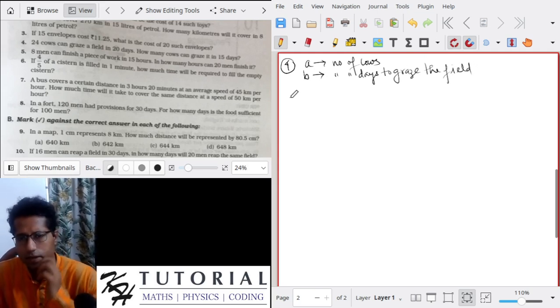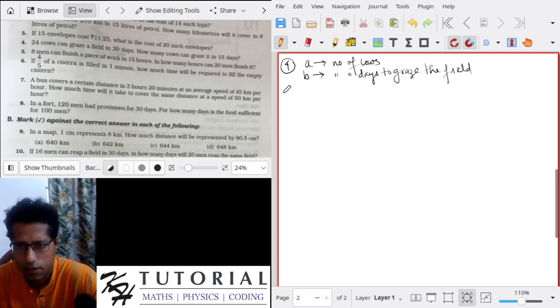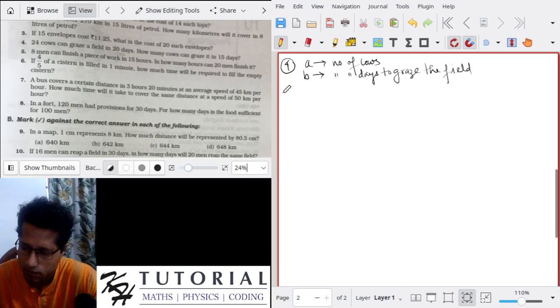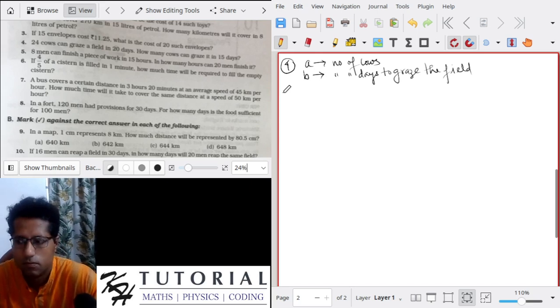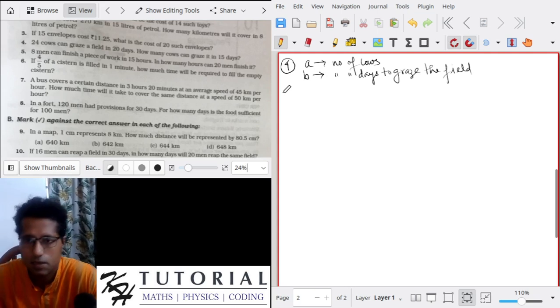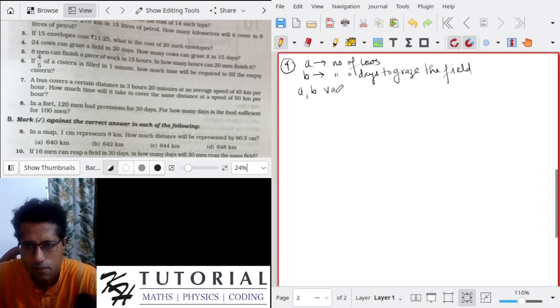So B is the number of days to graze the field and A is the number of cows. Now if the number of cows is more, definitely the number of days to graze the field will be less, and vice versa. Meaning if the number of cows is less, then the number of days to graze the field will be more. So this definitely shows that A and B vary inversely.